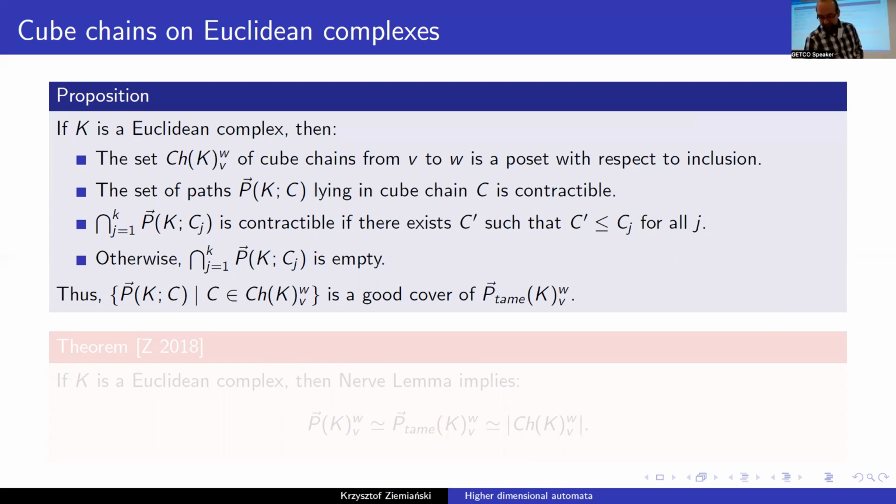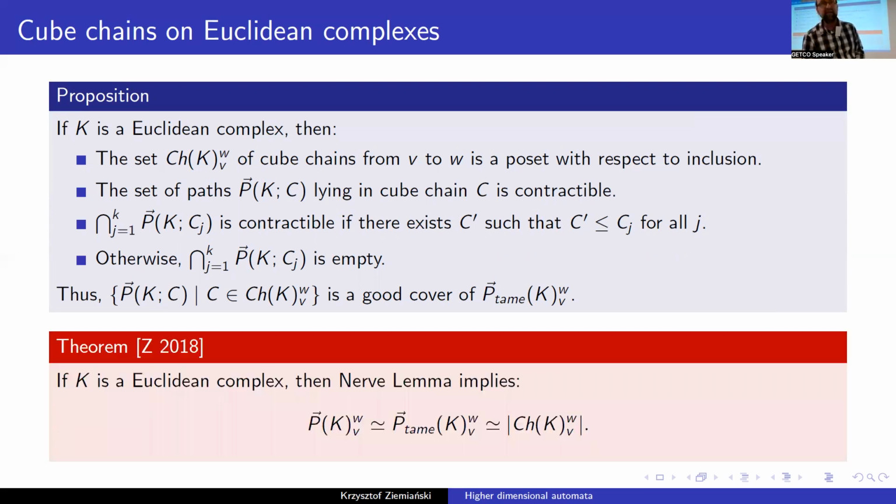This good cover is not an open cover, but that's not really a problem. This good cover gives a theorem that the space of Tame paths is exactly the geometric realization of the poset of cube chains. And then the space of all paths is also homotopy equivalent to this.